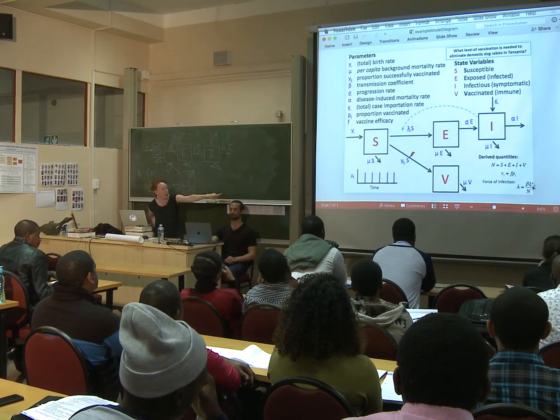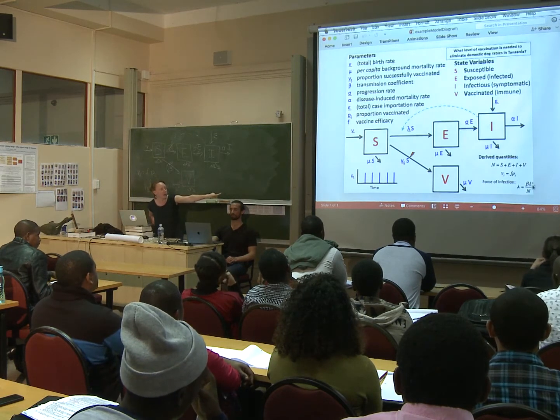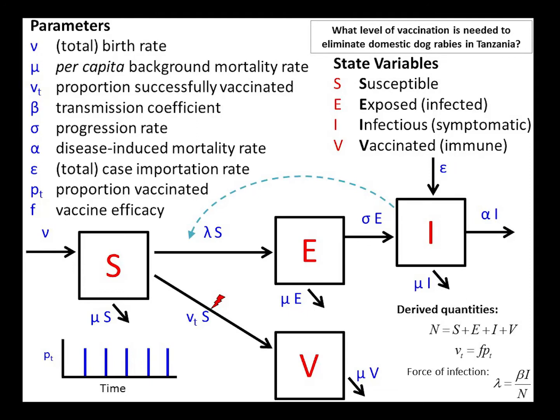So if you look down in the bottom right-hand corner, we have a derived quantity called the force of infection, beta I over N. So that dashed arrow is just a big reminder, should be a big reminder that the rate of flow from susceptible to exposed is dependent on the current number of individuals in the infectious compartment. Thanks for that question. Any other questions?